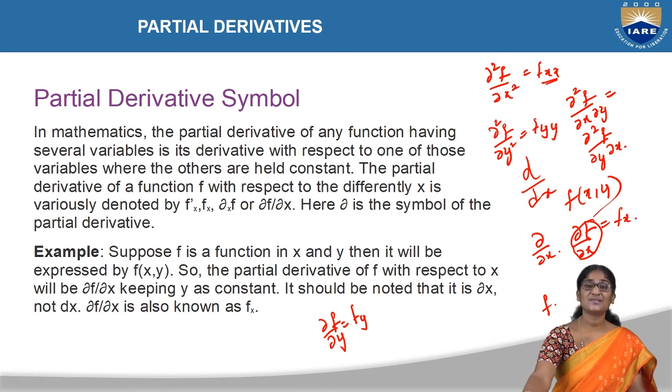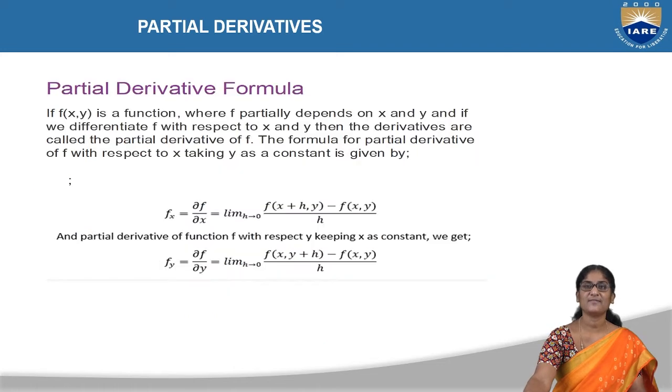So in conclusion, we can say that the partial derivative is applicable if and only if the number of independent variables is more than one. If you have one, we need to go for the ordinary derivatives.